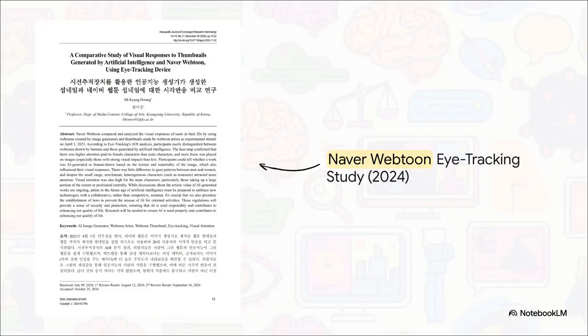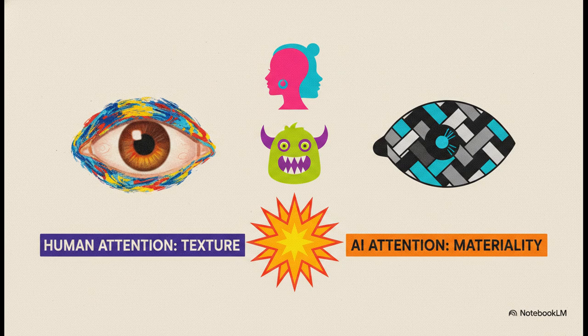And there's actually some really fascinating empirical data to back this all up. Back in 2024, Naver Webtoon conducted an eye tracking study. They basically compared how our eyes visually respond to human-drawn thumbnails versus ones generated by artificial intelligence. They wanted to see exactly where human attention naturally gravitates when presented with these 2 completely different creation methods. Looking at the data, the heat maps confirmed some really interesting human behaviors. Viewers could easily distinguish between the human-drawn and the AI-generated works.